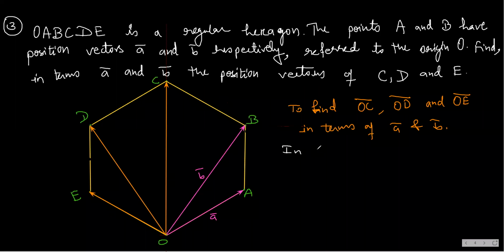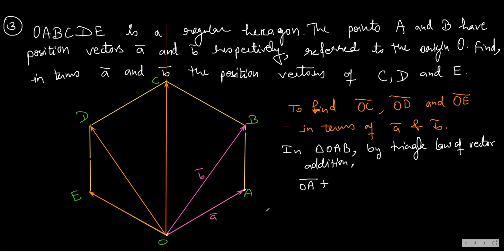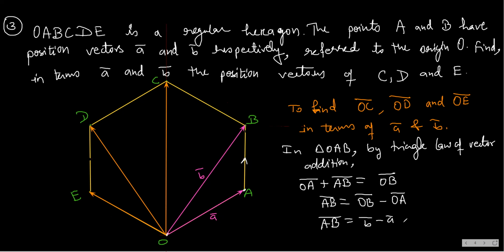So I write here, in triangle OAB by triangle law of vector addition, we have OA bar plus AB bar equals OB bar, right? This vector is AB bar. So AB bar is OB bar minus OA bar. OB bar is B bar, OA bar is A bar, so AB bar is B bar minus A bar.